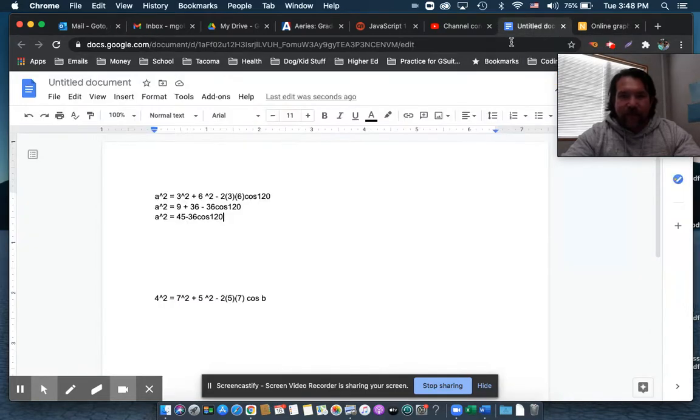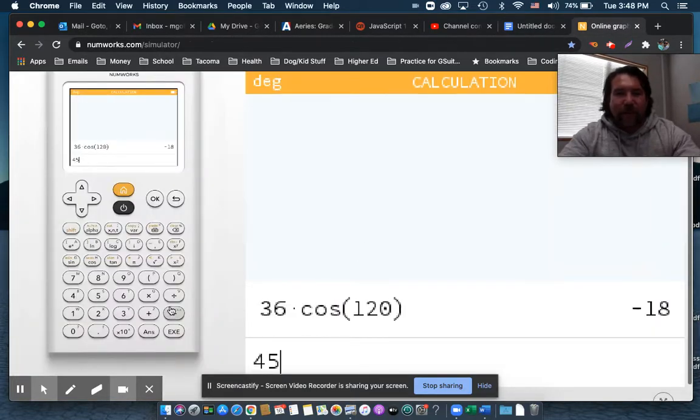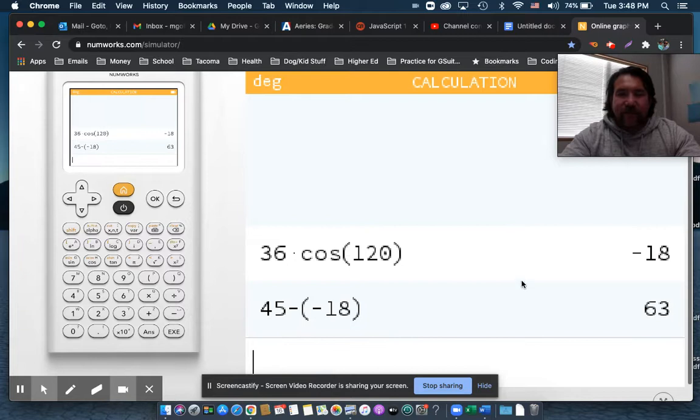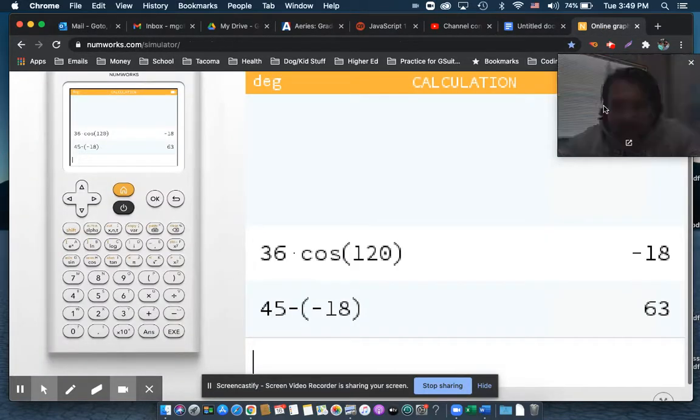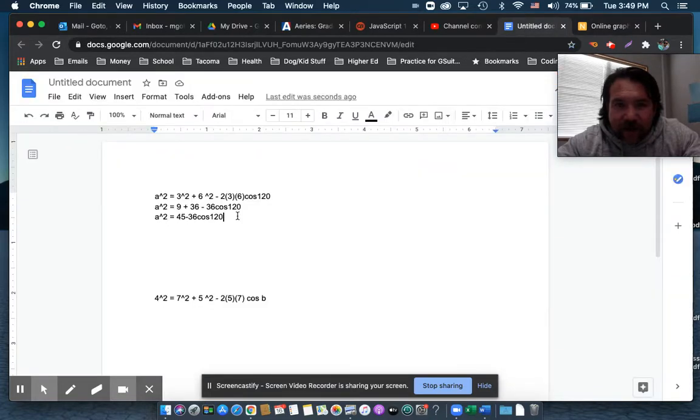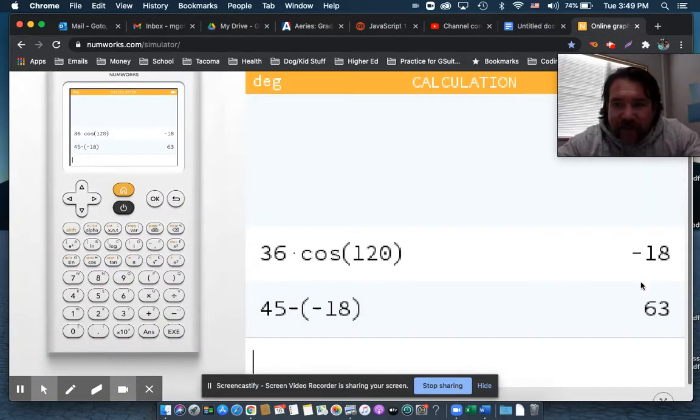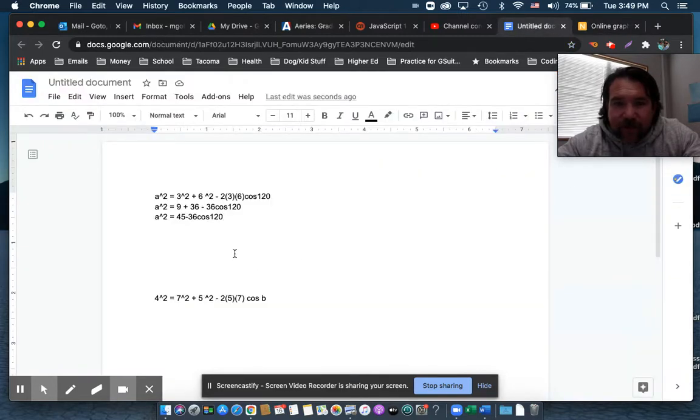Okay, go back to my document. Now I'm just going to do 45 minus negative 18. I didn't mean to do this on purpose, but I'm going to do 45 minus ANS. That gets me a positive 63, right? And so now I want to do the square root of this amount. So again, we did 45 minus negative, because 36 times cosine 120 was negative 18. And then I did 45 minus ANS to get 63. And so now I want to do the square root.